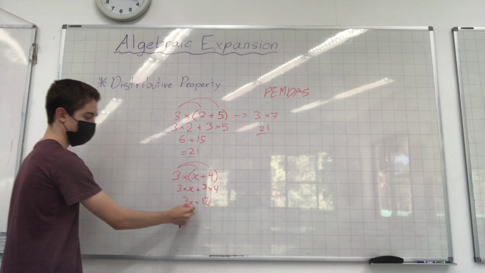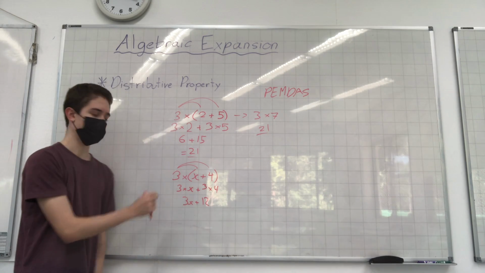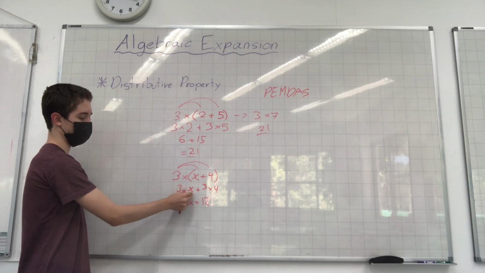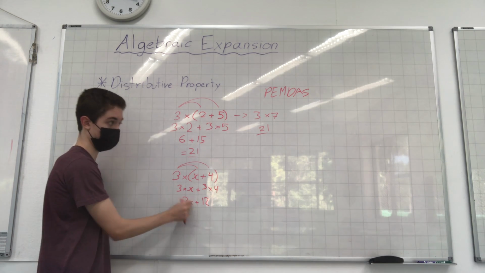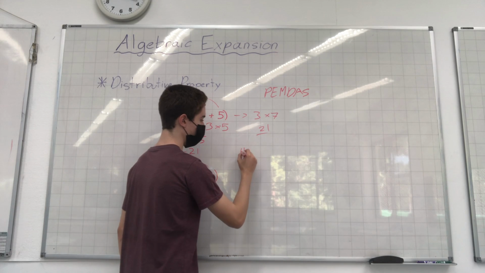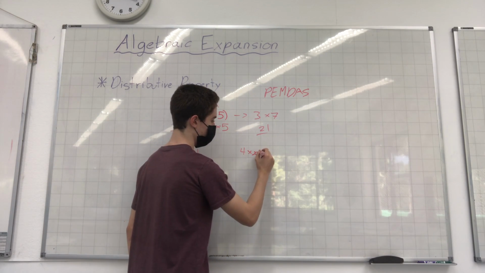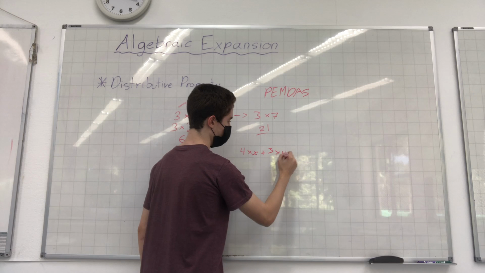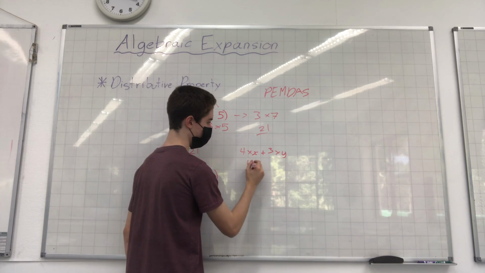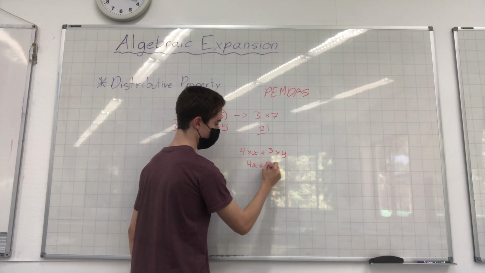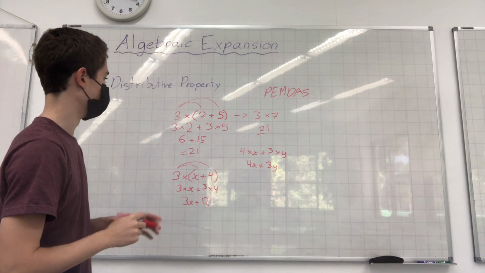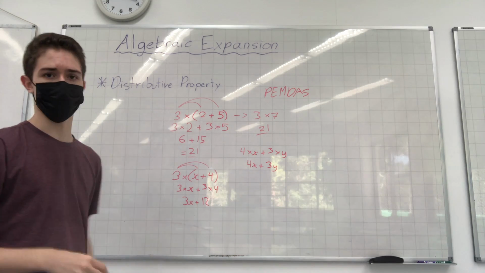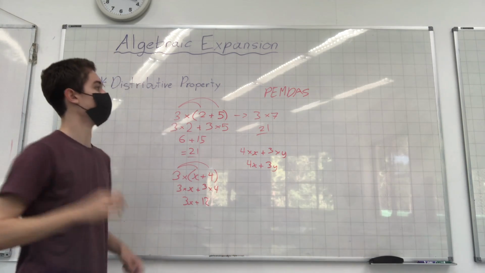Because actually when you have a variable, you don't need to write the multiplication sign. If you have something multiplied by a variable, you can just write the number and the variable side by side. So if you had 4 times x plus 3 times y, you could just write it as 4x plus 3y. Okay, this is something just that you're gonna have to get used to. And same with the parentheses. But anyway, this is the distributive property.